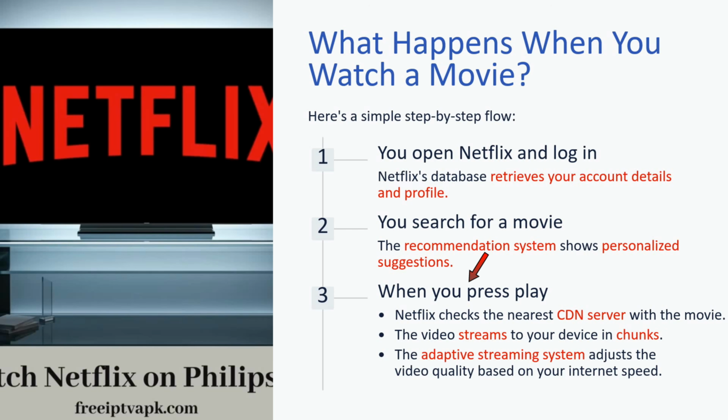When you press play, Netflix checks the nearest CDN server with the movie. The video streams to your device in chunks. The adaptive streaming system adjusts the video quality based on your internet speed.